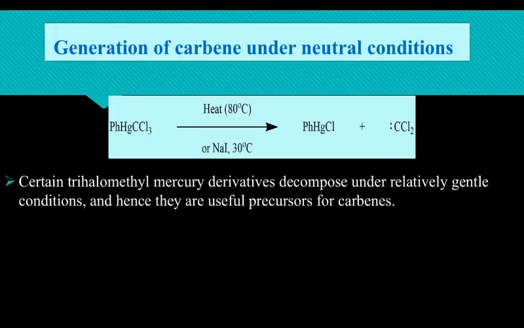Carbenes can also be produced under neutral conditions, and certain trihalomethyl mercury derivatives, as given here, decompose under relatively gentle or mild conditions, and they are used as precursors of carbene.